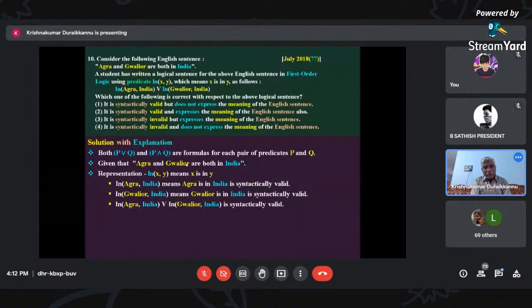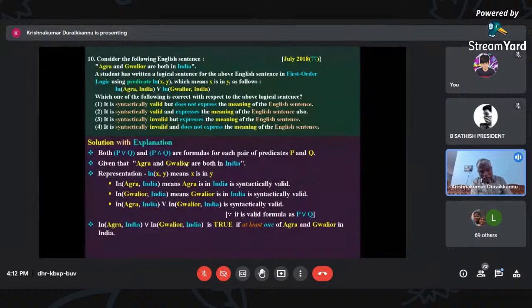In(Agra, India) or In(Gwalior, India) is syntactically valid. It is valid for P or Q. Now, In(Agra, India) or In(Gwalior, India) is true if at least one of Agra and Gwalior is in India. So if either Agra or Gwalior is in India, the statement becomes valid.